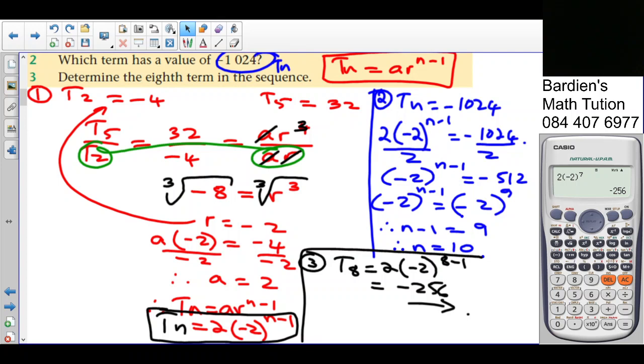Have I answered the question? Determine the formula, so I still need A. Not so? So what we do is we can substitute that into that equation. So therefore A is equal to negative 4 over R, which is negative 4 over negative 2, which is 2. So therefore Tn is equal to AR^(n-1). So it's 2 into R, which is negative 2, to the n minus 1. So there's my formula that you can find.